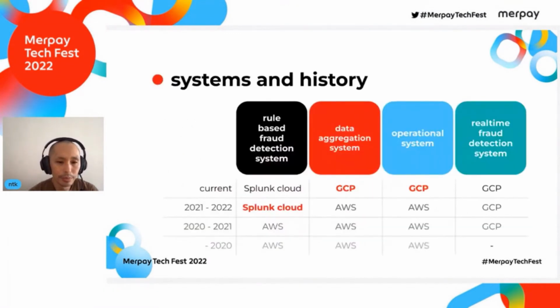In this way, we, Merpay TnS team, have been able to improve our anti-fraud infrastructure over the past 2 years by migrating between two different clouds despite facing multiple problems.